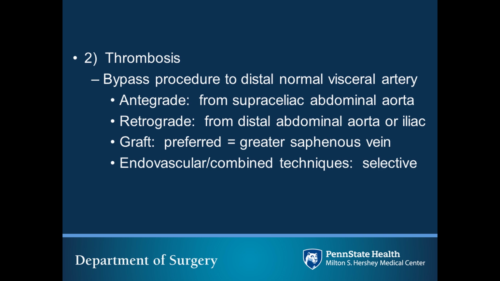For patients with thrombotic occlusion of their SMA, the typical management includes a bypass procedure. This can be done in an antegrade fashion, meaning from the supraceliac abdominal aorta, or a retrograde fashion, meaning from the distal abdominal aorta or the iliac artery. The preferred graft is the greater saphenous vein. However, synthetic grafts can be used. The advantage of using the greater saphenous vein is reduced risk of infection, particularly in patients who may have had contamination of the abdominal cavity.